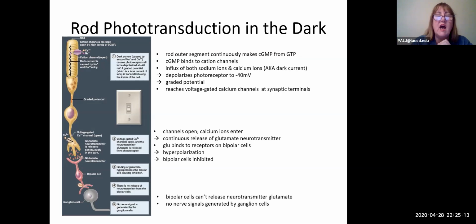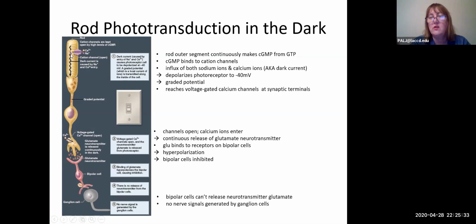So we have really high levels of cyclic GMP in this outer segment of the rod. And that cyclic GMP is going to bind to cation channels. Okay? And when it binds to a cation channel, that opens it. And that allows both calcium and sodium to enter.